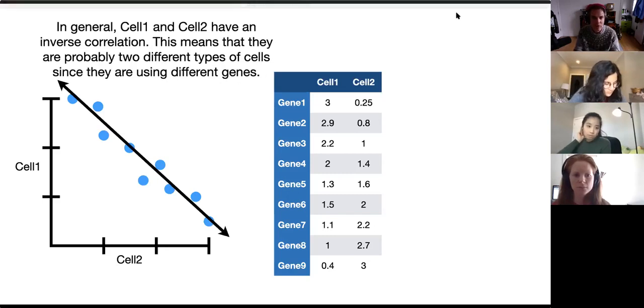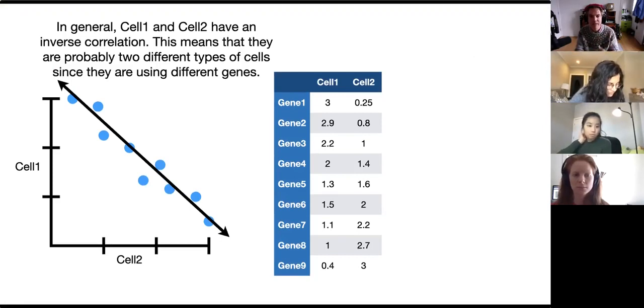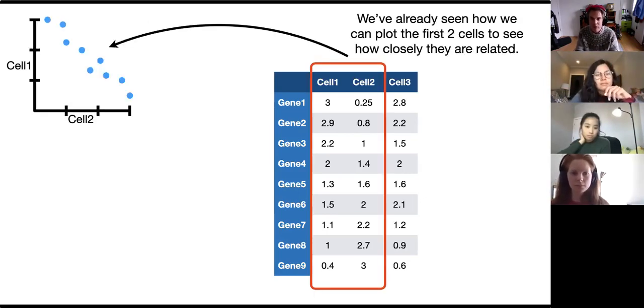In general, cell 1 and cell 2 have an inverse correlation. That means that they are probably two different types of cells, since they are using different genes differently. Now imagine there are 3 cells. We've already seen how we can plot the first 2 cells and see how closely they are related.